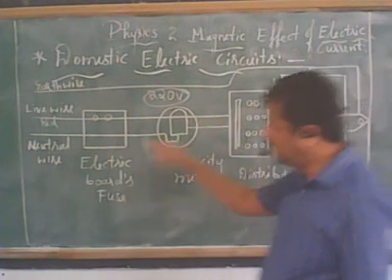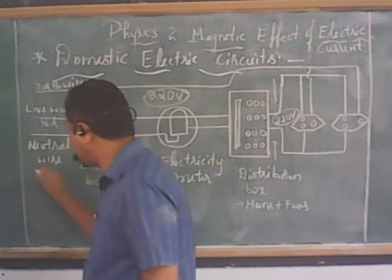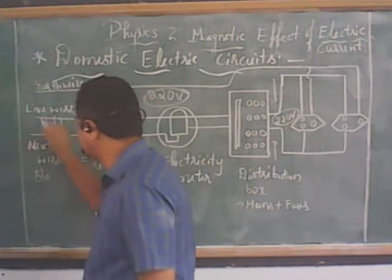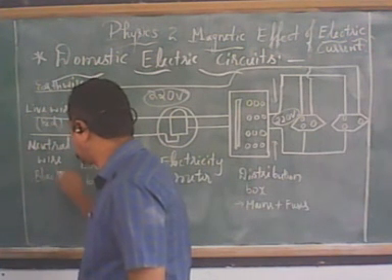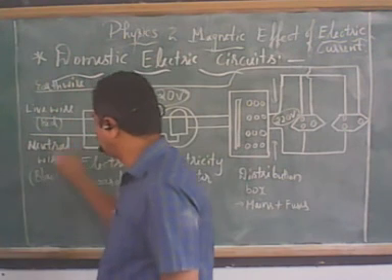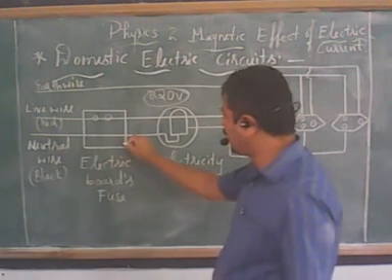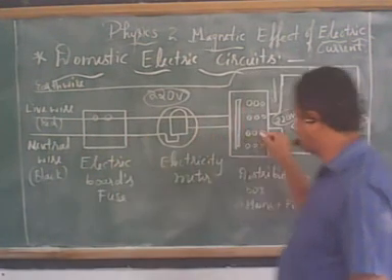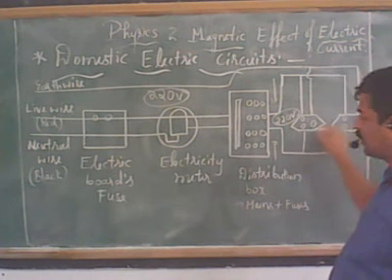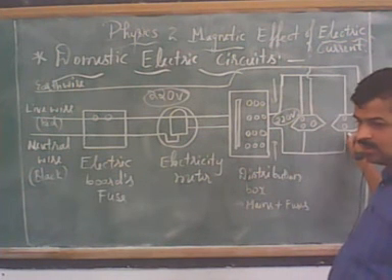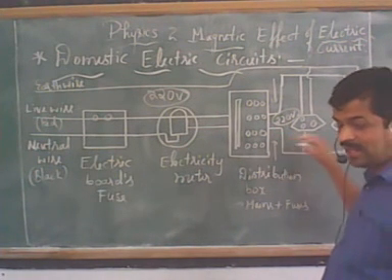Then the neutral wire. Neutral wire is in black color. The neutral wire is passing through the electric board, then the electric meter, then the distribution box, and to all the rooms, for functioning of all the electrical devices.